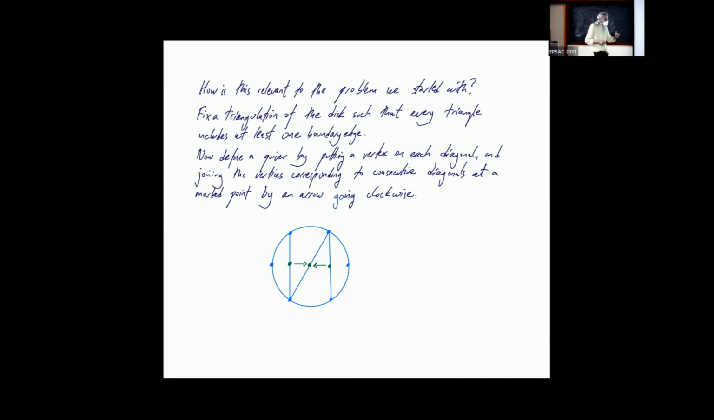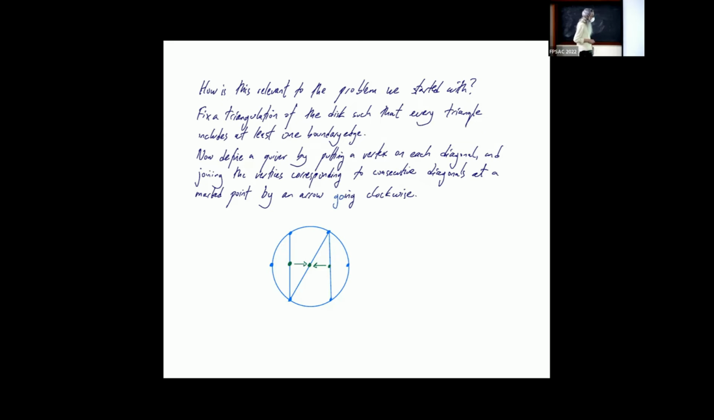In fact, for experts, this would all work fine if I didn't do that, but some of the combinatorics would be less easy to work with. So I'm putting this assumption because it makes life easier and prettier.